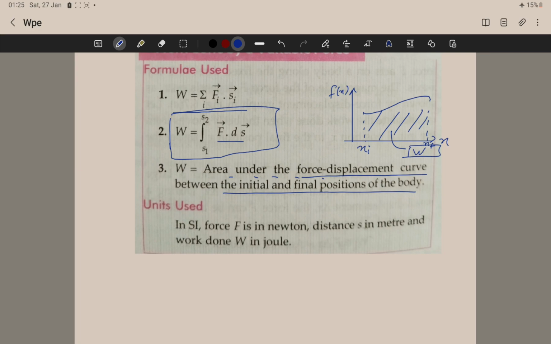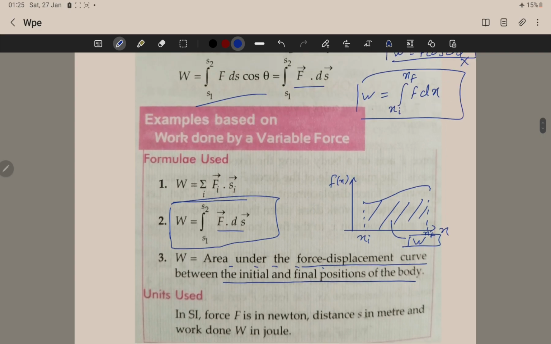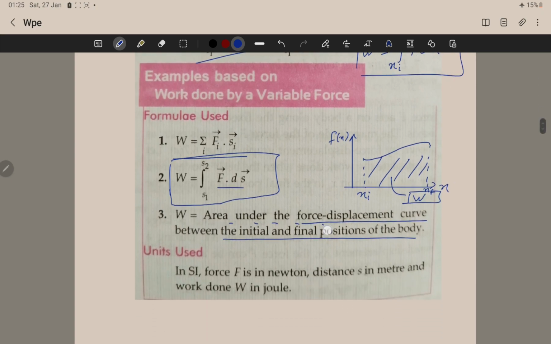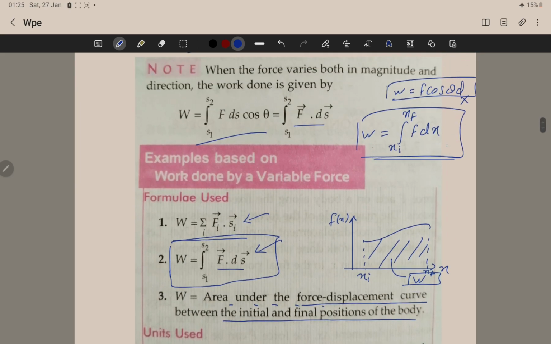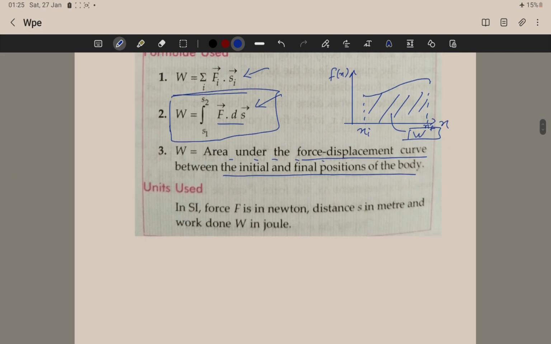So there are three formulas to find the work done if the force is variable. Remember, this is when the force is variable. Either you can use summation, but generally we don't use summation. We use the integration formula from initial point to final point. Because the force is a function of x, we write F(x) dx, and just put the limits from x initial to final. And if a curve is given, then you have to find the area under the curve. Just find the area under the force displacement curve, and you get the work done.